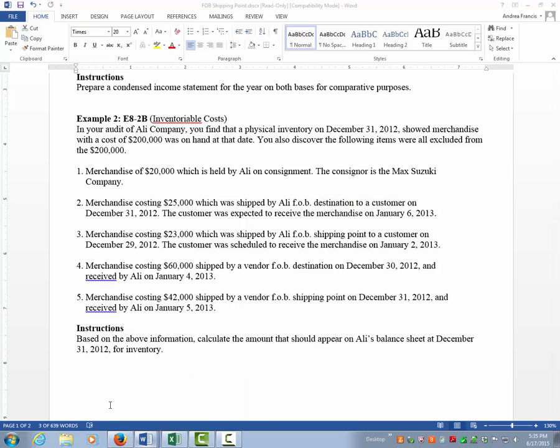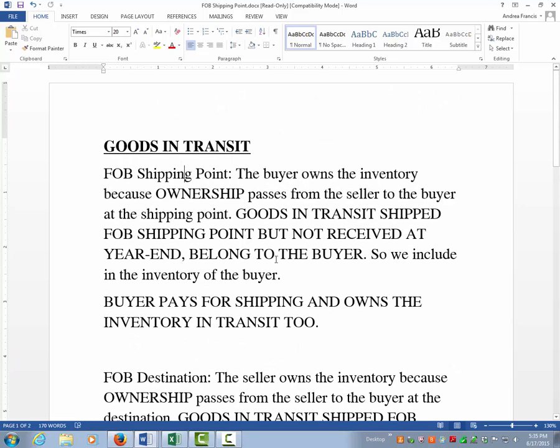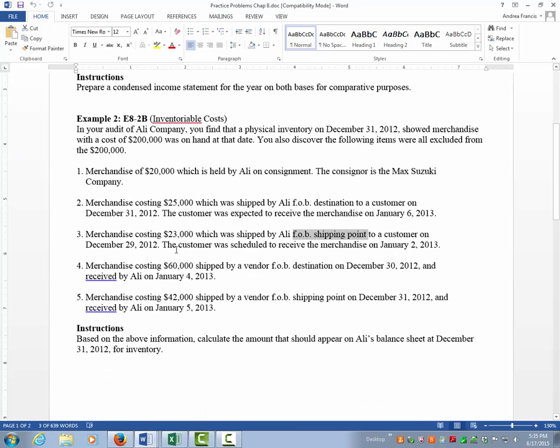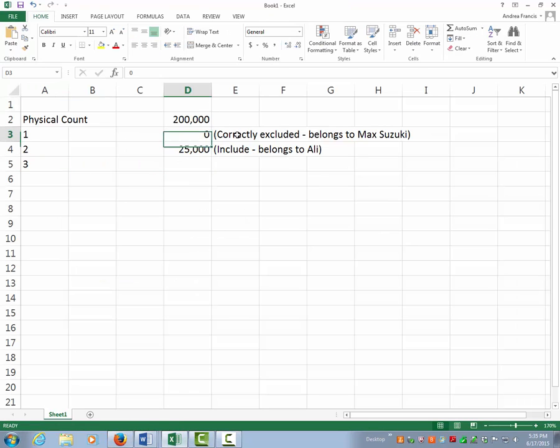So if we go back to our theory, we know that with FOB shipping point, the goods belong to the buyer while they are in transit. So the question now is whether Ali is the buyer, but we know that Ali is actually the seller because of the words shipped by. So therefore, these goods were correctly excluded. Remember, everything in this row was excluded, and so we know that this was correctly excluded. So I'm going to do the same thing as number 1. I'm going to put a 0. We don't need to add anything in. Correctly excluded, but it belongs not to Max Suzuki, it belongs to the customer. Okay, the buyer.